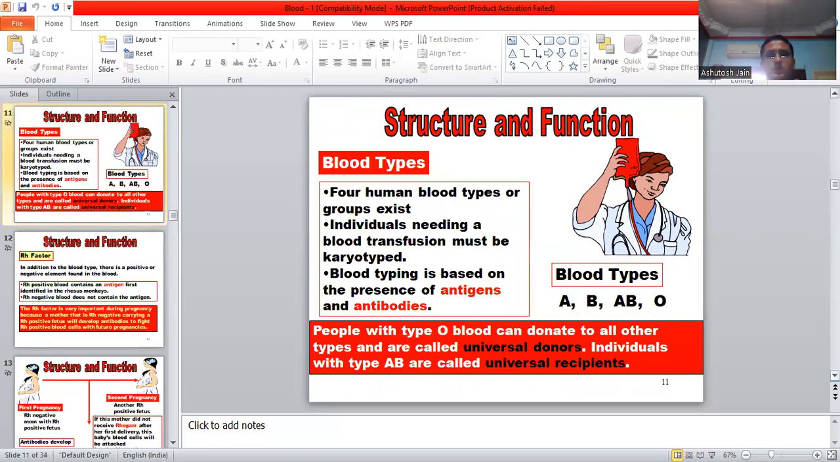Blood types, structure and function. Four human blood types or blood groups exist. Individuals needing a blood transfusion must be typed. Blood typing is based on the presence of antigens and antibodies. Blood types are A, B, AB, and O. People with type O blood can donate to all other blood types and are called universal donors. Individuals with type AB are called universal recipients.